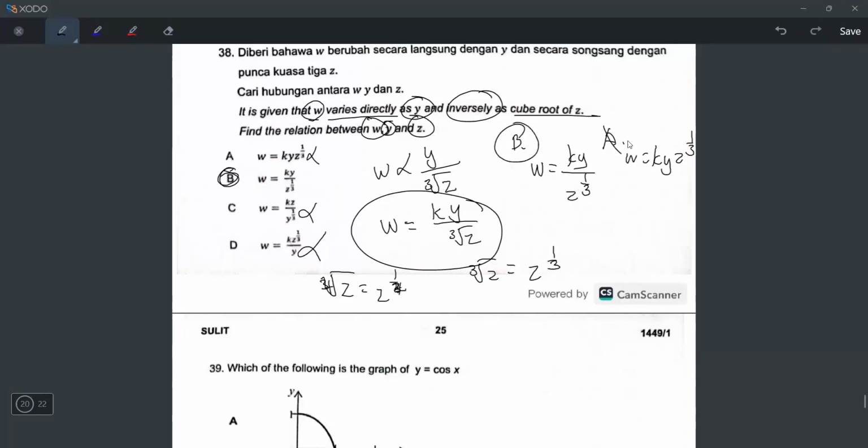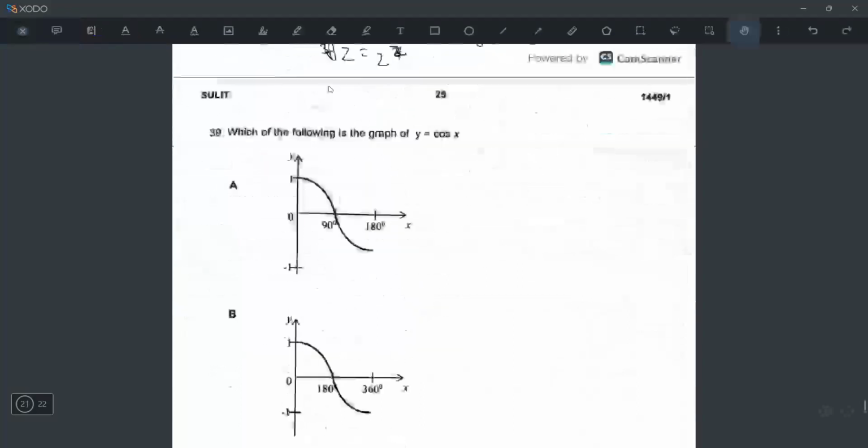But why the answer is not A? Because the Z is on top. The Z should be at the bottom. So 1 over 3 is cube root.